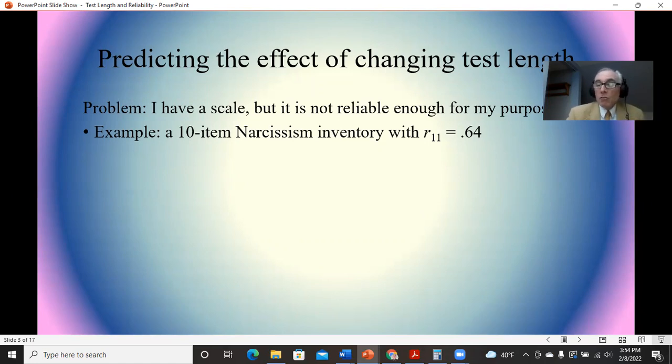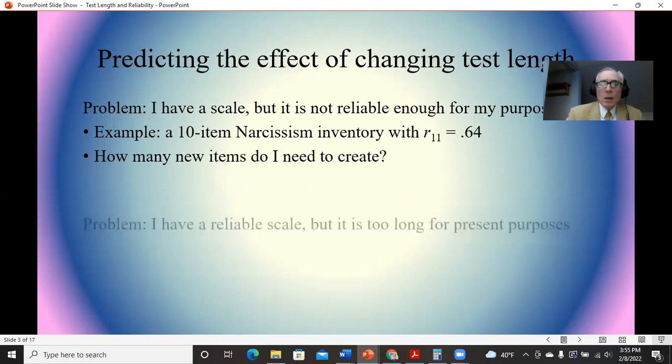Presumably that would be coefficient alpha, some internal consistency estimate. And perhaps the problem is that I want to start using this test, which up to now has been used only in research contexts, in clinical settings. And I feel that reliability of 0.64 just isn't good enough for clinical usage. So I need to make it longer. I need to add items to enhance its reliability, but how many?